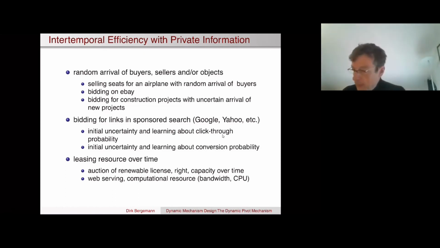Okay. So these are just examples where it's either the participation that is random, where the information changes over time, or where the allocation may change over time. All of these are aspects that we want to model, that we want to account for, and that we want to think about. Okay.